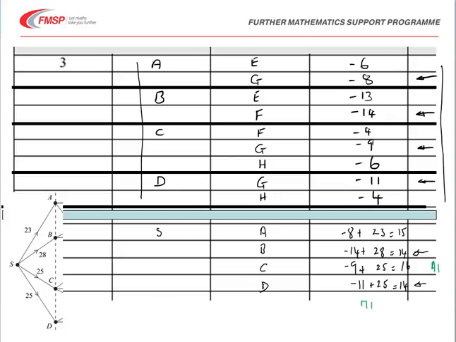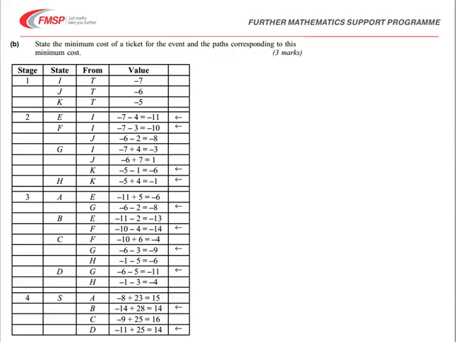We now need to look at interpreting. So there's the full table now nicely for us to interpret. It says state the minimum cost of the ticket for the event. Well, we've already decided what that is. The minimum cost is equal to 14, and that comes from the arrows at the bottom here. And now we need to look at the paths corresponding to that.